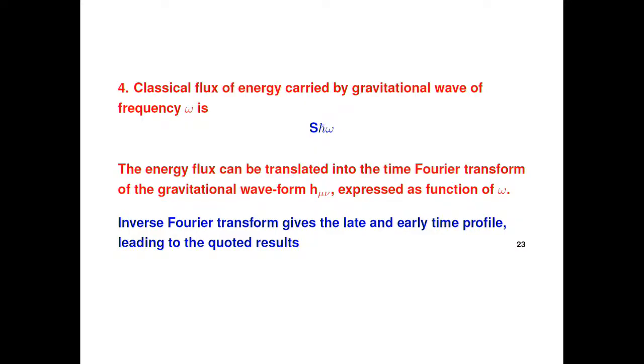And now once you know the energy flux, you can translate this to the time Fourier transform of the gravitational wave form h mu nu, expressed as a function of omega, the frequency, and then you can take the inverse Fourier transform to get the late and early time profile, and that is what leads to the results that I quoted earlier. S is known, so S is related to the Fourier transform of the gravitational wave form, and then you Fourier transform back to get the h mu nu itself.